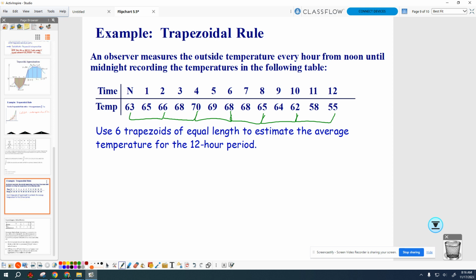So doing the trapezoid rule, what did you guys get? I'll say 780? So something's wrong. It says estimate the average temperature for the 12-hour period. Is it 780 degrees? No, you didn't. Okay, so, oh wait, it is wrong.